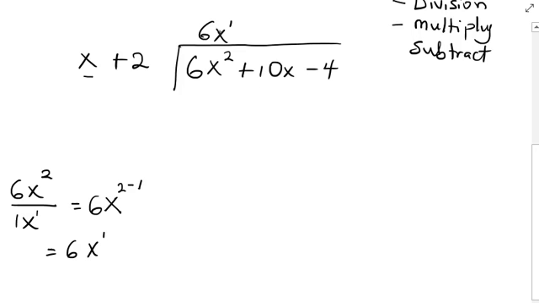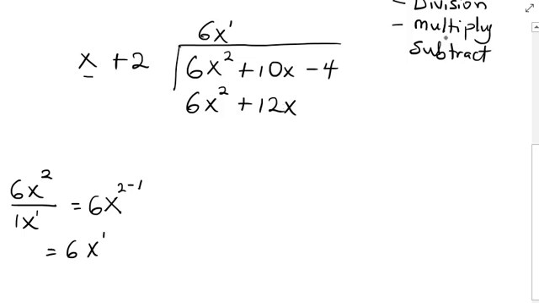We call this part of the answer we've gotten the quotient. We use this quotient to multiply the divisor. So we start by multiplying the x first, then we go to the plus 2. So 6x multiplied by x will be 6x squared. Then 6x multiplied by plus 2 will be plus 12x.